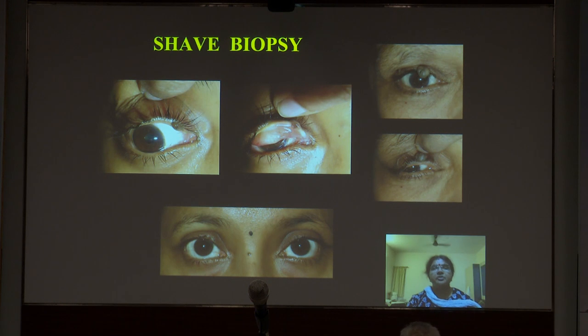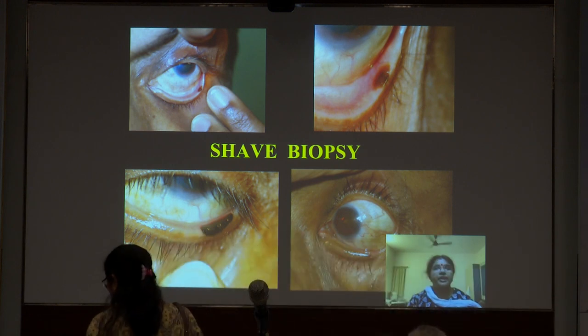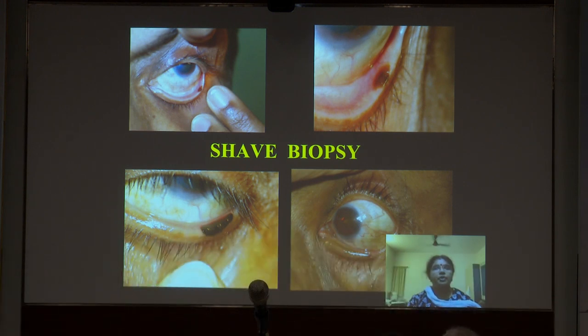In suspicious cases, the wedge excision can be done under frozen section control to see if the margins are free before you embark on suturing, that is, reconstruction. And this was a case of an extensive melanoma, and he was kept under close observation and follow-up.